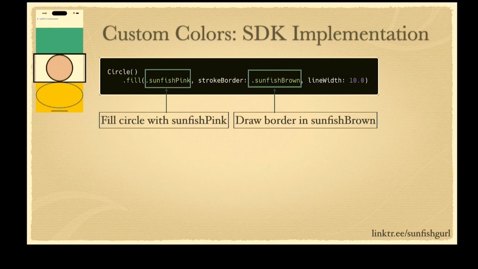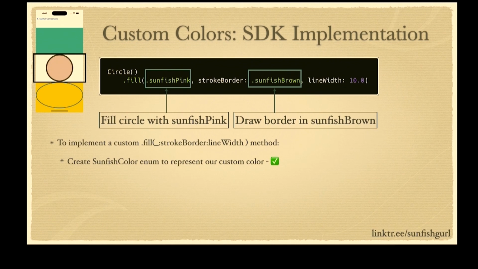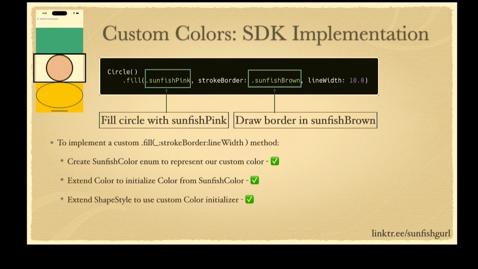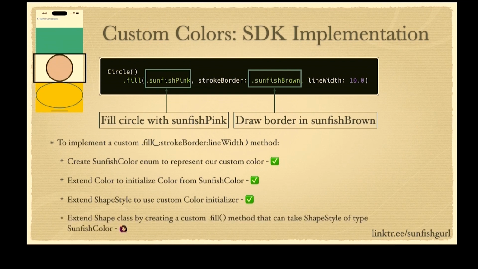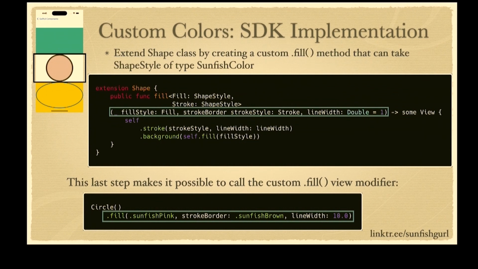Since we are implementing a completely new view modifier, most of the steps have been done except for the last one. So we've created the SunfishColor enum. We've extended Color to initialize a color from SunfishColor. We extended ShapeStyle to use a custom color initializer. But now we need to extend the Shape class by creating a custom fill method that can take a ShapeStyle of type SunfishColor. I'll go over more detail on how to do that in the next slide.